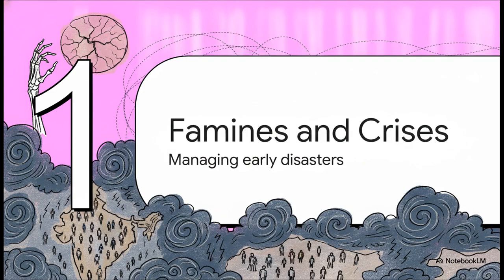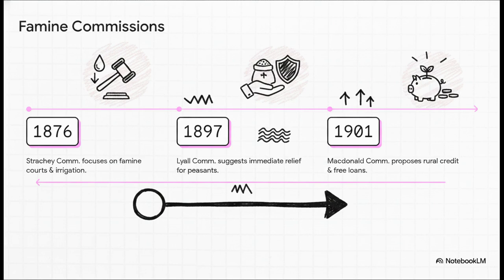All right, kicking things off with Section 1, Managing Famines and Crises. We really have to start with the grim reality of the 19th century. Back then, the state's primary function wasn't some grand economic strategy. It was literally just managing life and death crises across a vast population. It's pretty sobering to see the tragic frequency of these famines plotted out here, and how the administrative response evolved.